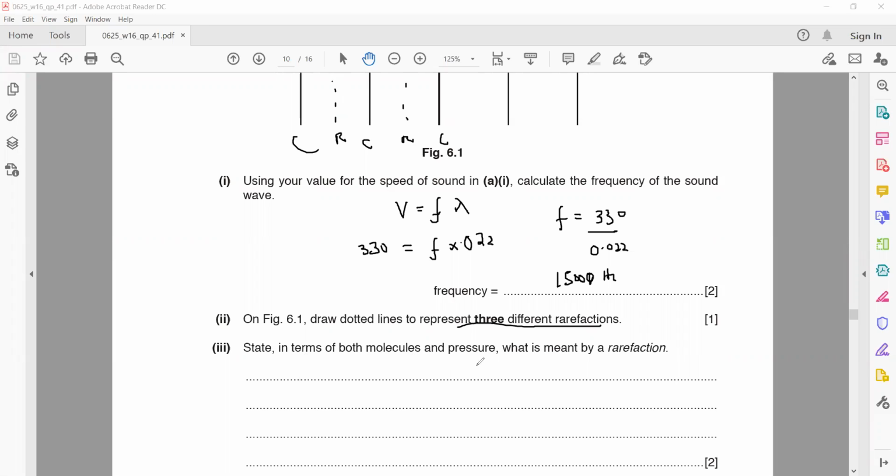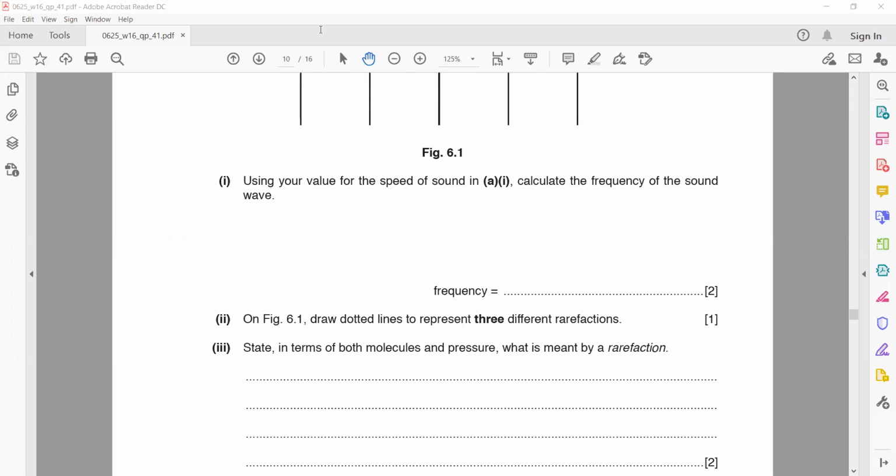In terms of both molecules and pressure, what is meant by a rarefaction? Rarefaction means the pressure is low and the molecules are away from each other. So region in the wave where the pressure is low and molecules are far away from each other.